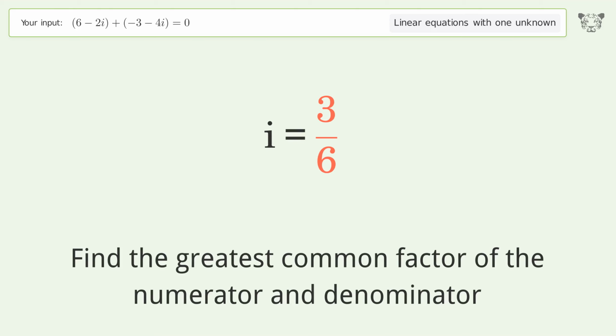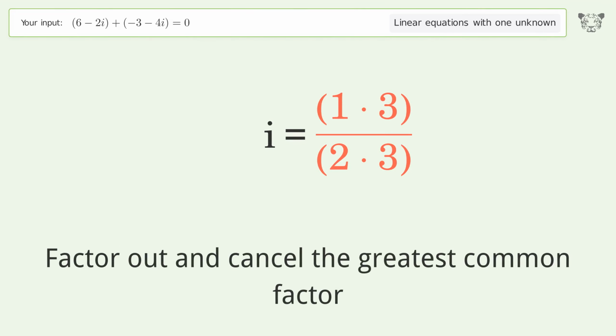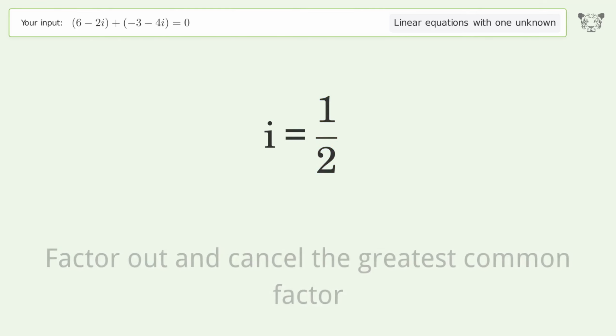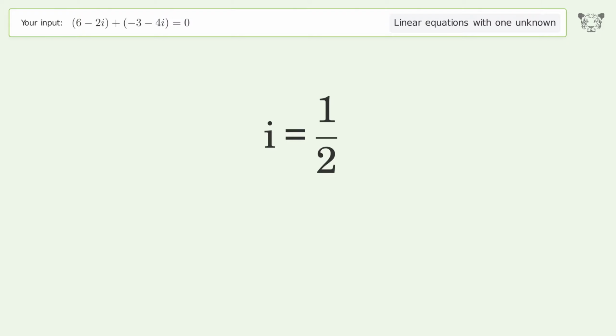Find the greatest common factor of the numerator and denominator. Factor out and cancel the greatest common factor. And so the final result is I equals 1 over 2.